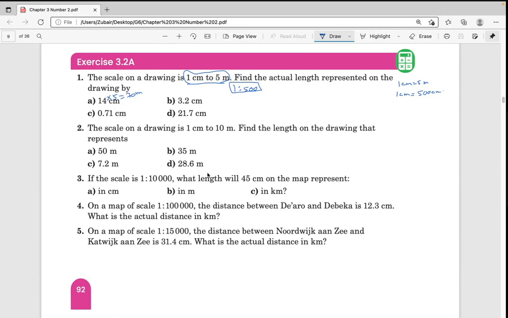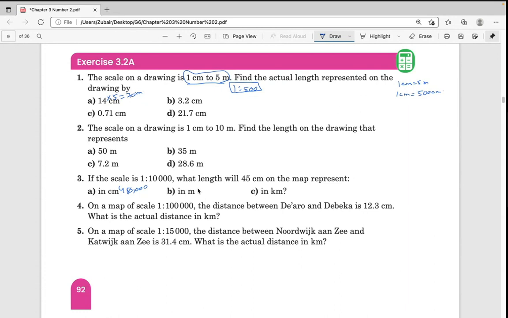Okay, question number 3. If the scale is 1 ratio 10,000, what length will 45 centimeter on map represent in centimeters? So 45 is on map, and we're multiplying with the actual one, 10,000, so it will be 450,000. Yes, sir. 450,000.